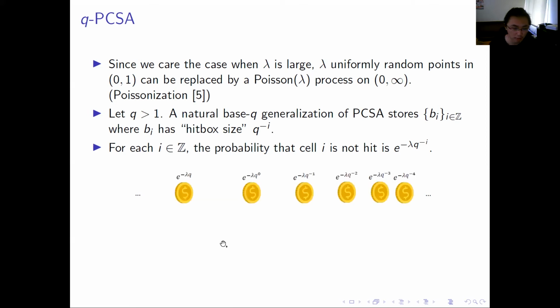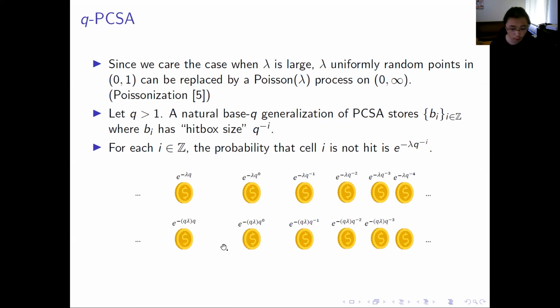Due to the memorylessness of the Poisson point process, given the fixed cardinality lambda, what you observe is in fact a sequence of coins, where each coin has bias e to the minus lambda times q to the I minus I. And let's quickly see why QPCSA is weakly scale invariant. If you consider the case where the cardinality is q times lambda, the distribution of your observation is just a shifted version of the distribution when the cardinality is lambda. So they have the same entropy and the same normalized information.